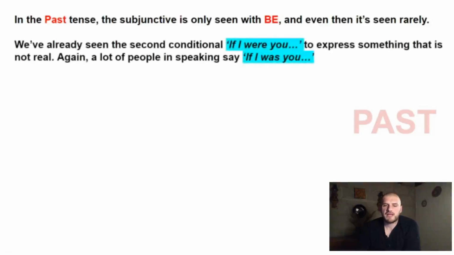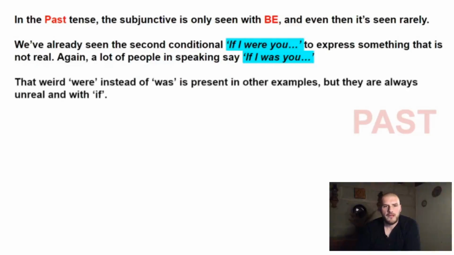We've already seen the second conditional, if I were you, to express something that's not real. Remember that? Conditionals, we did this at the end of the intermediate level, I think. Class number 9, maybe? Again, a lot of people in speaking say if I was you, right? But if I were you is an example there. That weird were instead of was is present in other examples, but they are always unreal with if, okay? So it's pretty much always a second conditional.